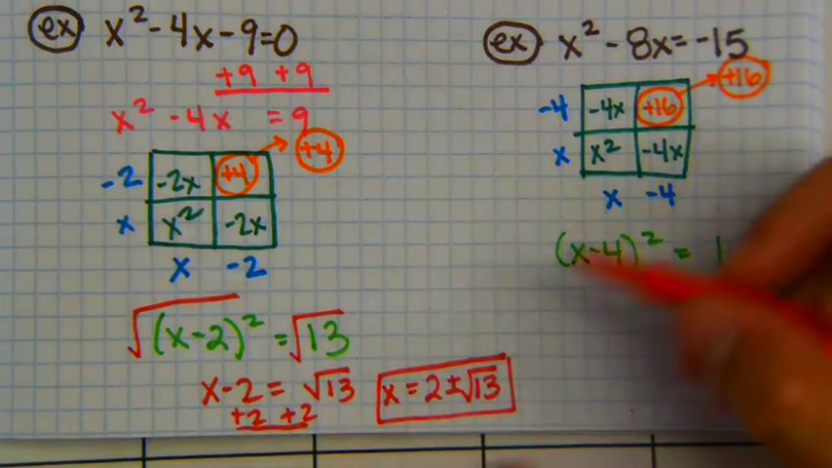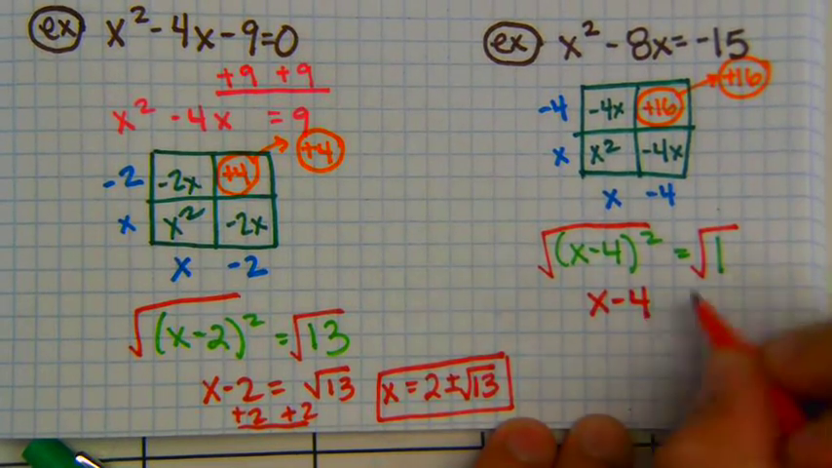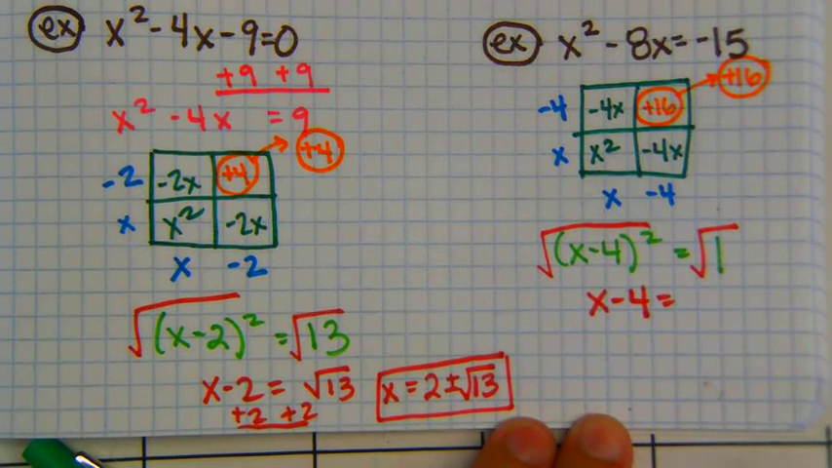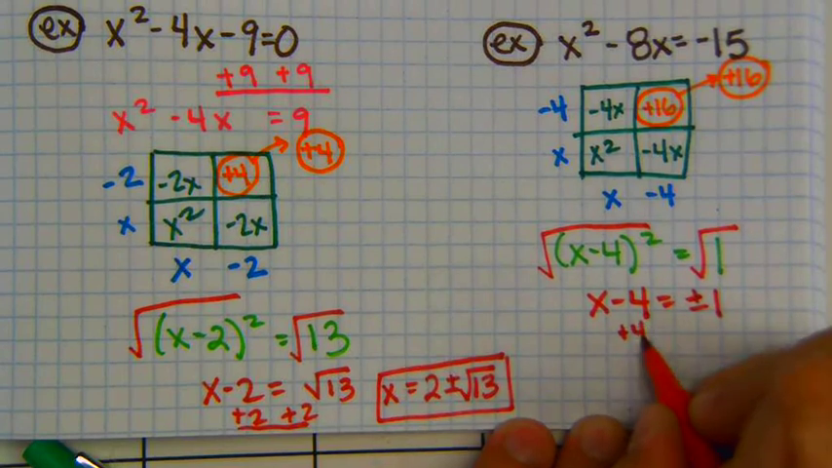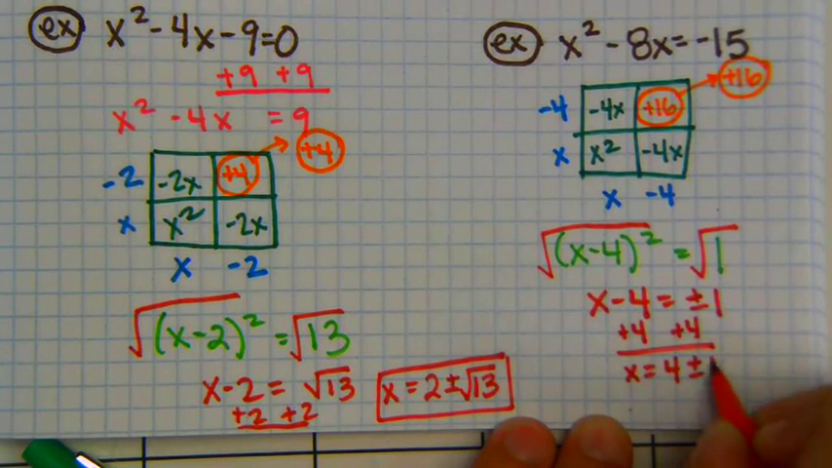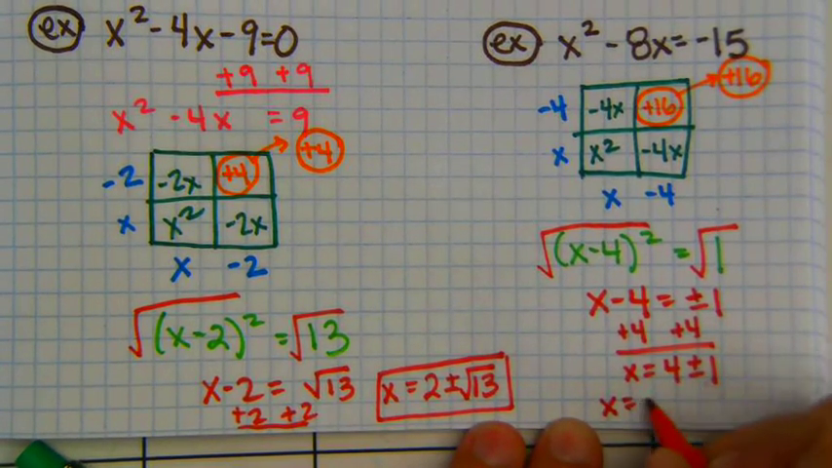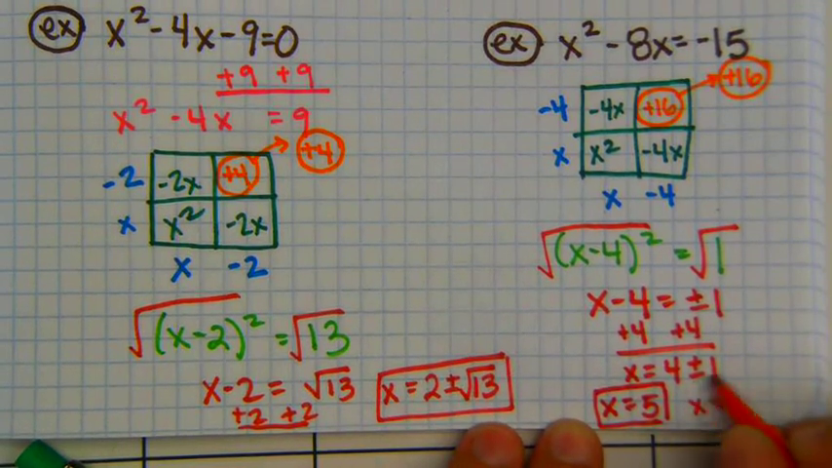Solve by square rooting. That'll be x minus 4. And since this actually has a square root, we're going to calculate that out. The square root of 1 is plus or minus 1. We add 4. So x equals 4 plus or minus 1. And we actually figure out what that is. 4 plus 1 is 5. 4 minus 1 is 3.